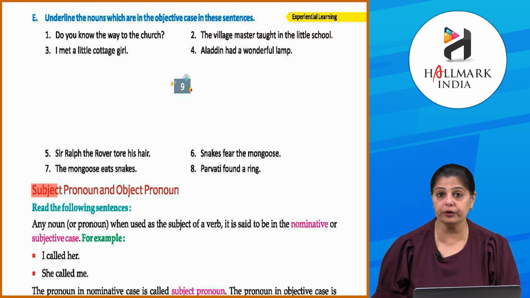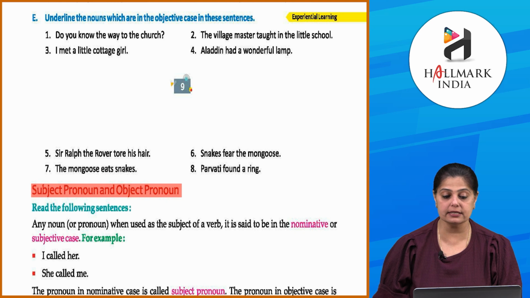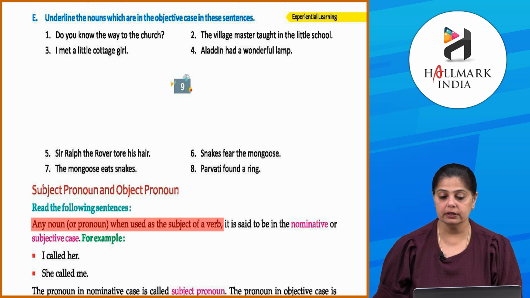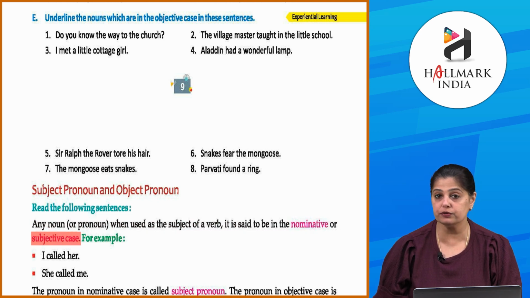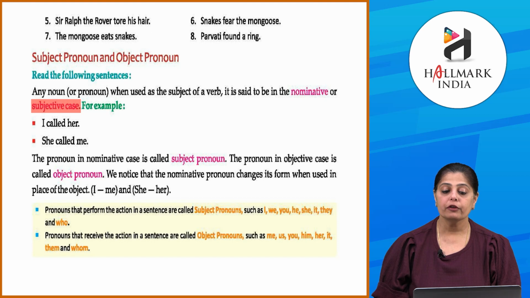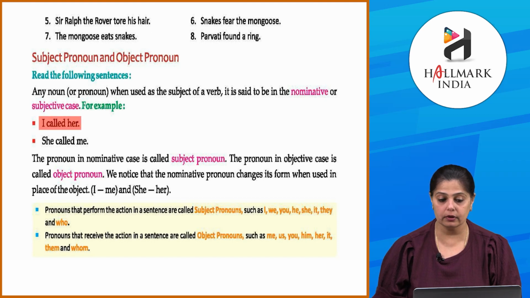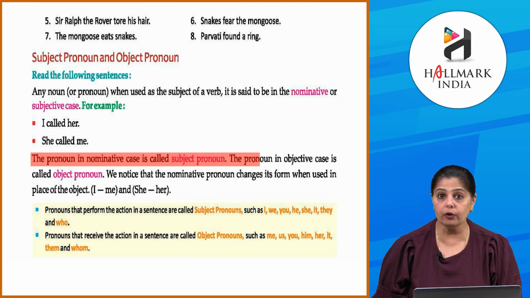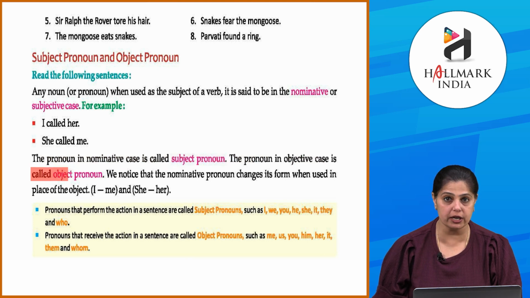Now let's look at the next one, which is the subject pronoun and object pronoun. But before that, complete the exercise. Read the following sentences. Any noun or pronoun when used as the subject of a verb is said to be in the nominative or subjective case. We've already learnt about this. For example, I called her. She called me. The pronoun in nominative case is called subject pronoun. The pronoun in objective case is called object pronoun.